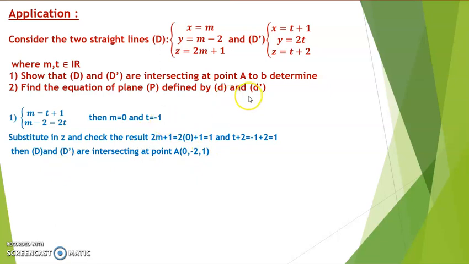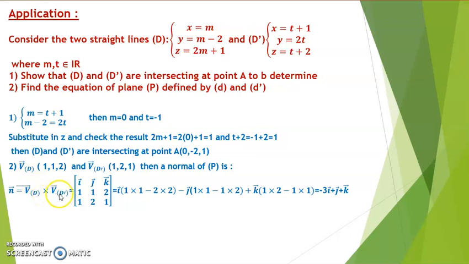Two intersecting lines in space form a plane. To find the Cartesian equation of this plane, we need to find at first a normal of this plane. We know that the normal of the plane is the cross product of two non-collinear vectors on this plane. So we can get a director vector of D and a director vector of D prime. VD is 1, 1, 2. VD prime is 1, 2, 1. Then the normal of P is VD cross VD prime. We get normal equal to minus 3i plus j plus k.